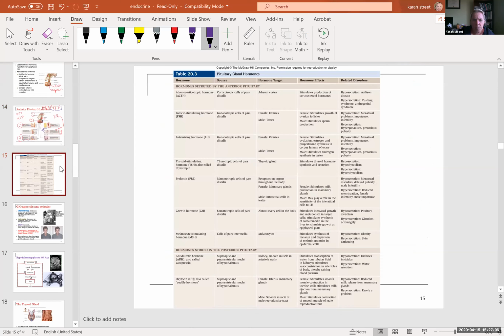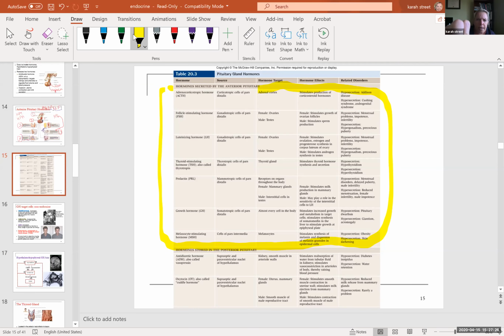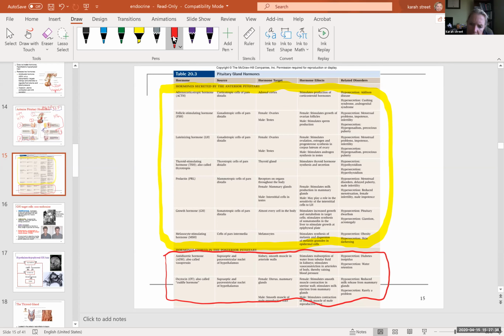This is a table from your book showing you the hormones made, stored, and released by the anterior pituitary. These seven are made, stored, and released by the anterior pituitary. The two hormones down here are merely stored in the posterior pituitary. They are made in the hypothalamus. Remember, the posterior pituitary is technically just an extension of the hypothalamus.